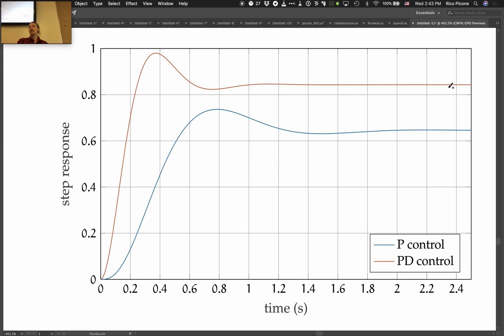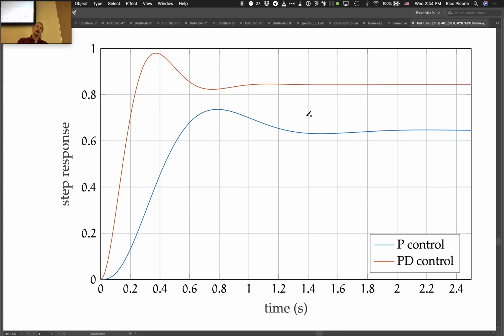The fact that the PD, or that the derivative compensator, improves steady state error is actually just an accident. Okay, it could have gone the other way. And this is why when we do PID control, we start out doing PD, and then we add in an integral compensator at the end, okay? Because the D compensator, the derivative compensator, can change the steady state error situation. So we try to avoid that.